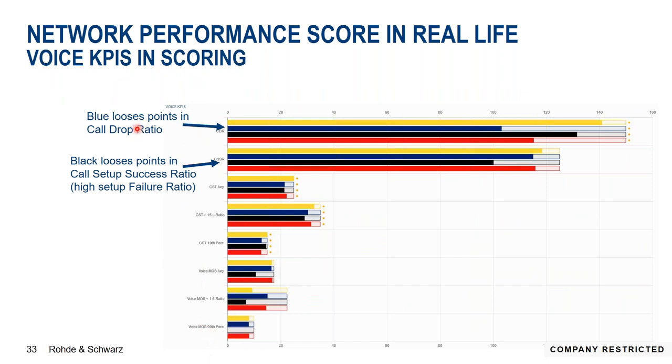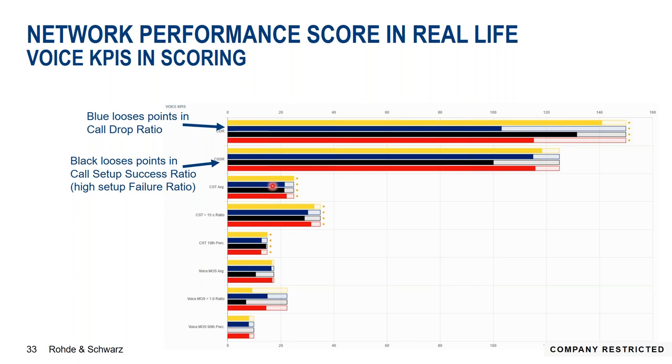You can see that for voice, actually, black is not too bad. And in fact, it is the second highest in call drop ratio, meaning they have the least drop calls, okay. Not the least, the yellow is still the least, but they're the second best in this case for drop calls. And the worst is actually the blue operator, okay.